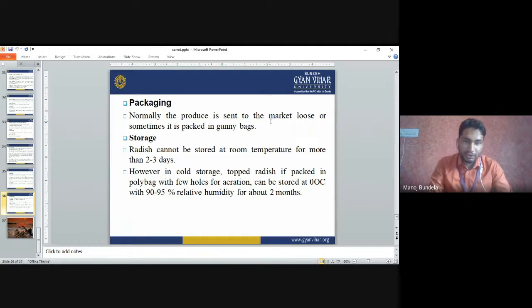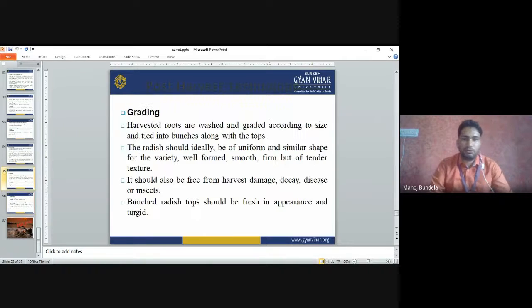Normally at room temperature also we can store it for 2 to 3 days, completely fresh. In packaging we normally use gunny bags. Grading is also done, normally based on the size of the roots, whether it is affected by any disease or not, and whether there is any physiological disorder like forking or pithiness. According to that, we give the grades.